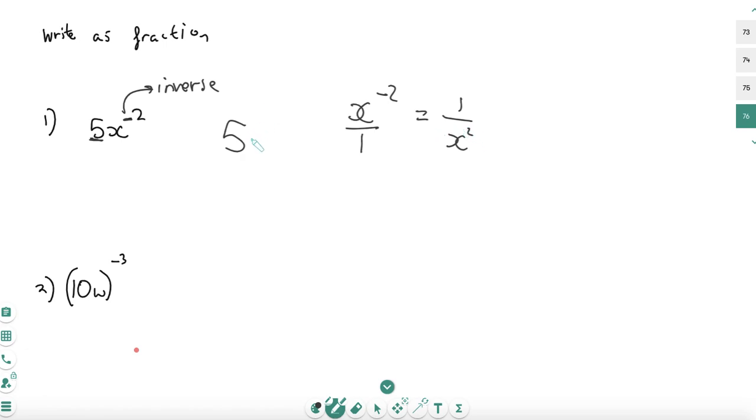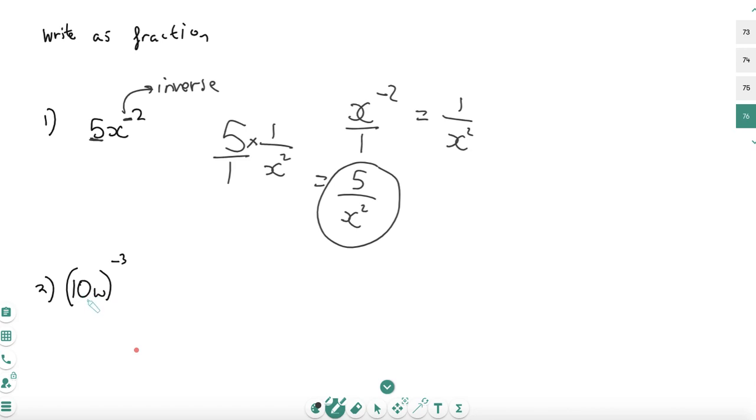So the answer will be 5 multiplied by 1 over x squared. 5 as a fraction would be 5 over 1. So now we'll just multiply the fractions. 5 times 1 is 5. 1 times x squared is x squared. And that would be our answer. It'd be 5 over x squared, because the 5 is not being powered by a negative number. Let's look at this one.